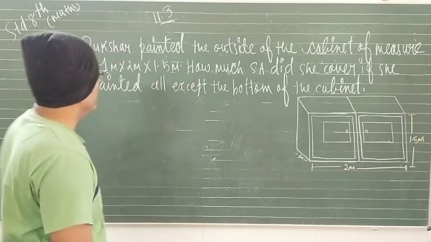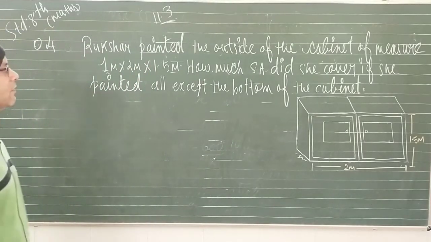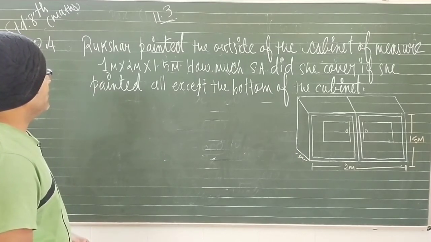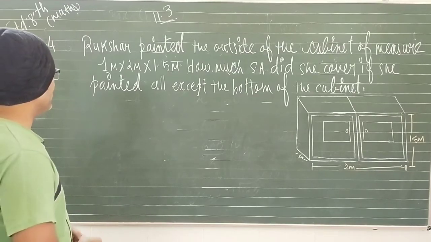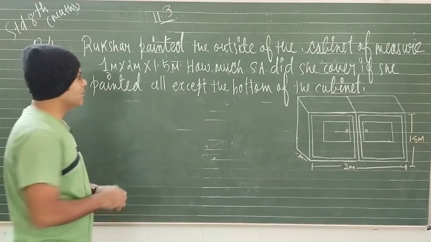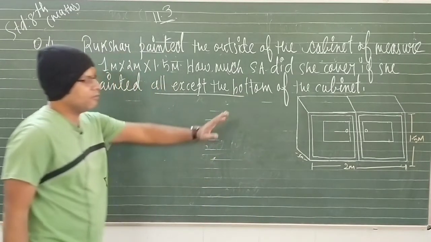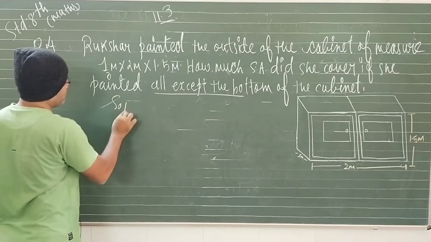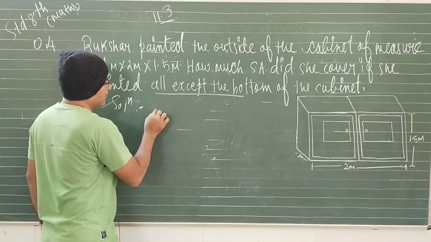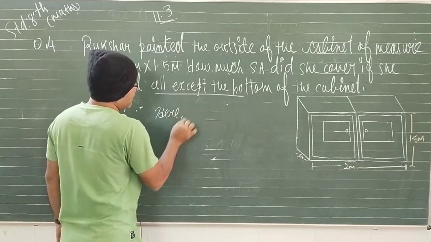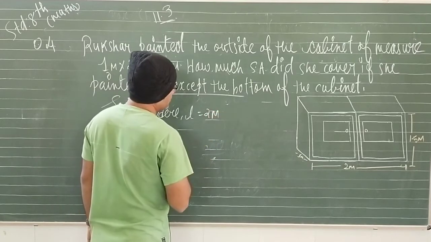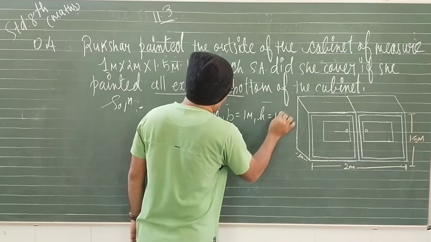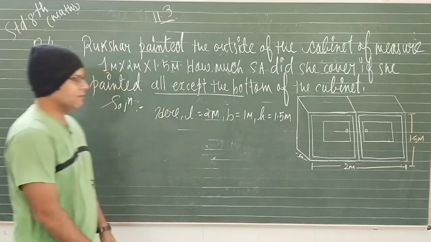And now sum number 4. Rukshar painted the outside of the cabinet of measure 1 meter into 2 meter into 1.5 meter. How much surface area did she cover if she painted all except the bottom? See, except the bottom. It means you have to find the area of 4 walls and top only. First of all, here length 2 meter, breadth 1 meter and height 1.5 meter.